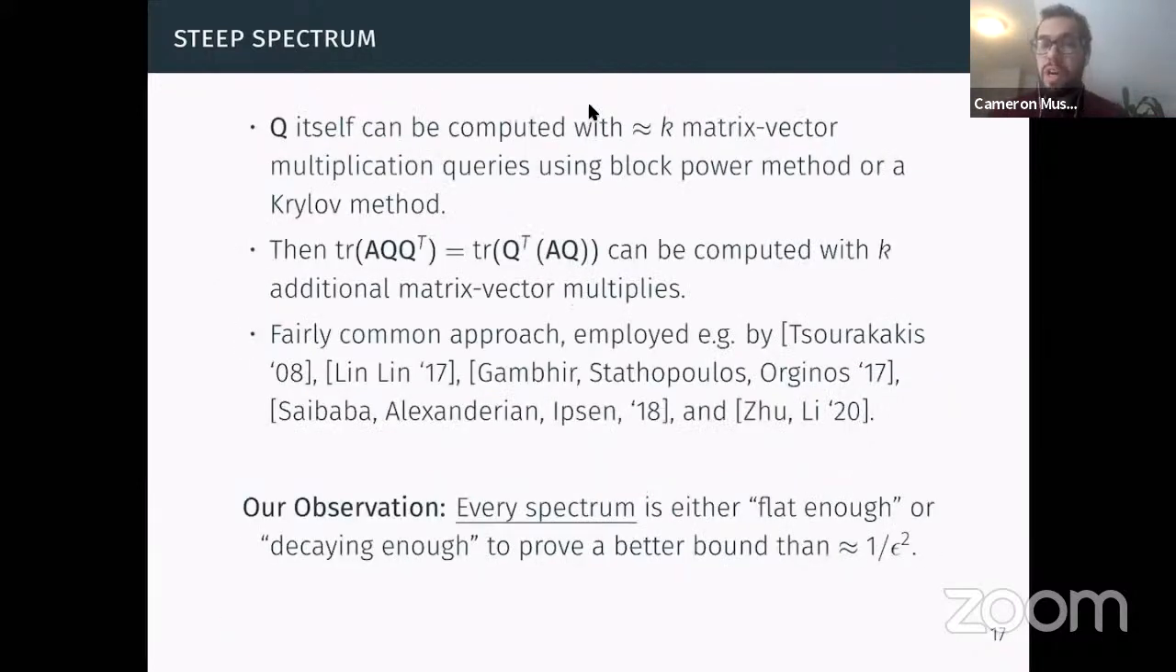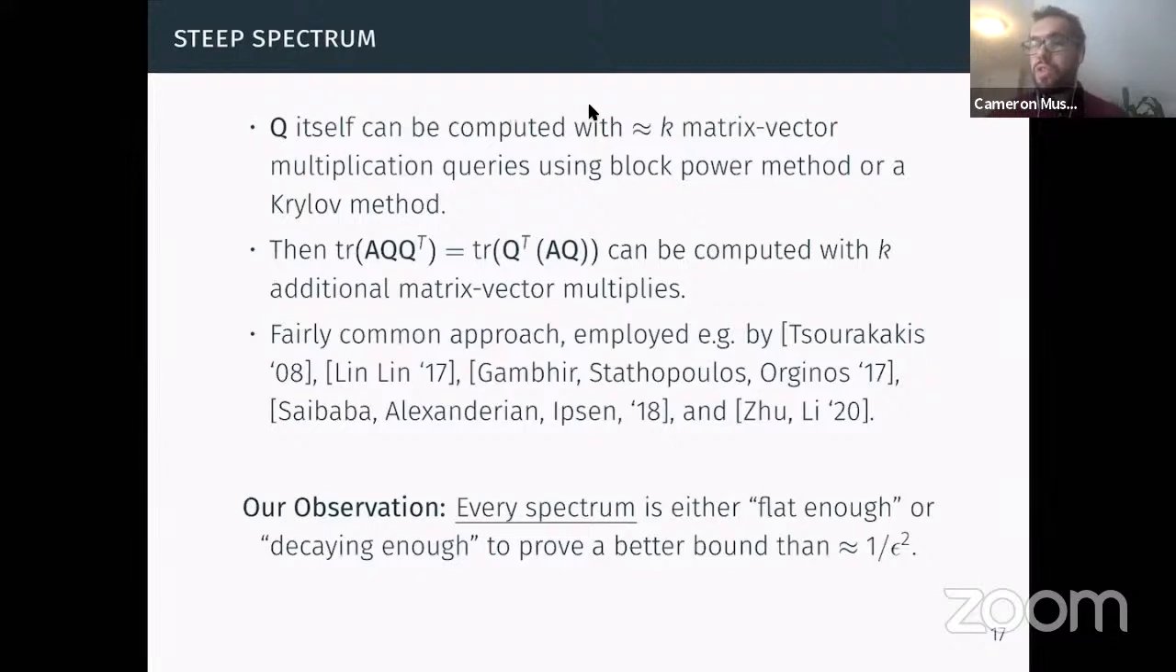I didn't mention this before, but I'll mention it now. If I'm computing the top k eigenvectors using a Krylov subspace method or a block power method or something, we can compute Q with roughly k matrix-vector multiplication queries. We can use an iterative method to compute those top k eigenvectors and values. And trace of QQ transpose A, which is trace of Q transpose AQ, can be computed with just k additional matrix-vector multiplies. I'm just computing the quadratic form of my eigenvectors over my matrix.